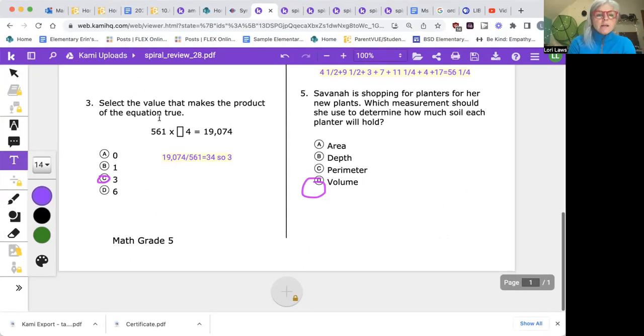Select the value that makes the product of the equation true. Again, when you have one number times another number and it equals something, then if you take that number, divide it by a number, it'll equal the other one. So I did 19,074 divided by 561, and it equaled 34, which I was confused by because none of the answers were 34. And then I looked up at how it was written and realized it's 3. So C.